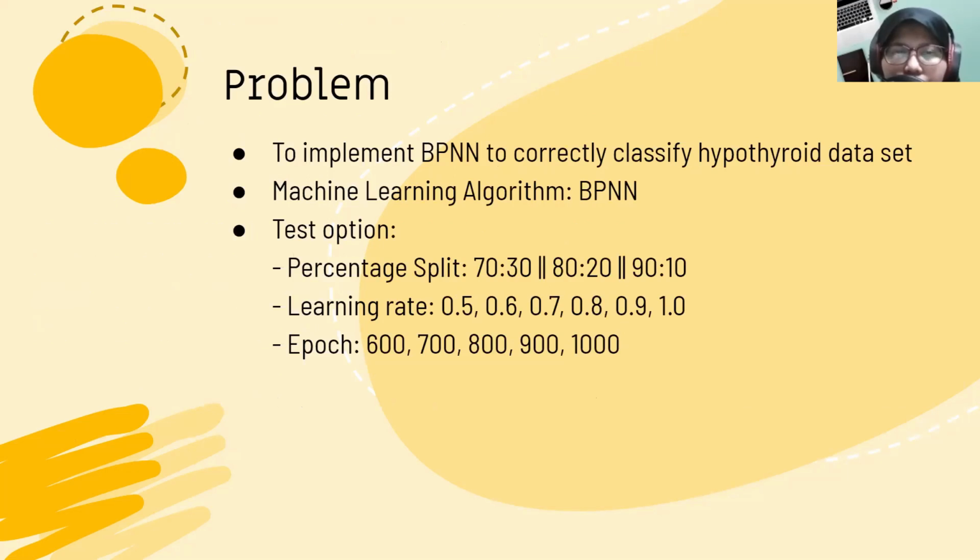Okay, let's start with our problem statement. Our problem statement is to implement BPNN accordingly to classify the hypothyroid. And we decided to go with the BPNN machine learning algorithm. We have a few types of test options that utilize percentage split, learning rate, and epoch. We use a lot of variable differences in each.